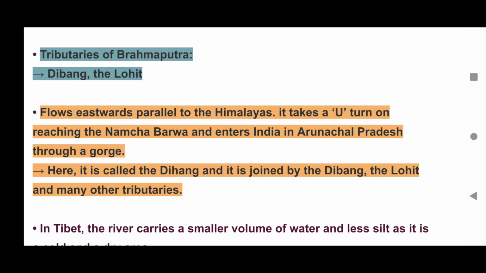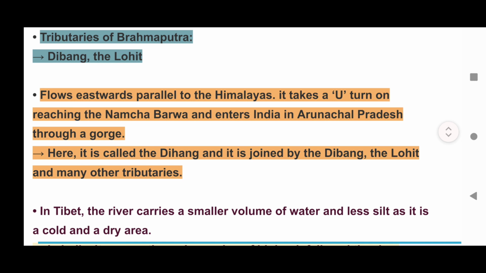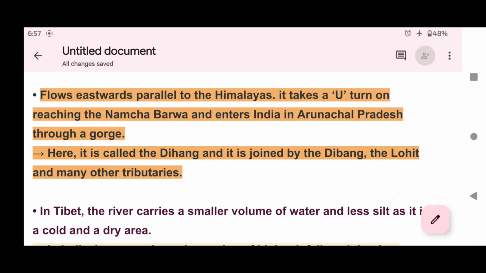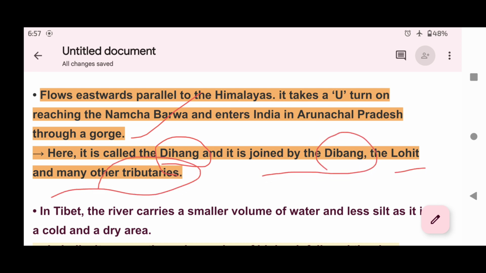It flows eastwards parallel to the Himalayas and takes a U-turn on reaching the Namcha Barwa and enters India in Arunachal Pradesh through a gorge. Here it is called the Dihang Gorge and it is joined by the Dibang, the Lohit and many other tributaries.